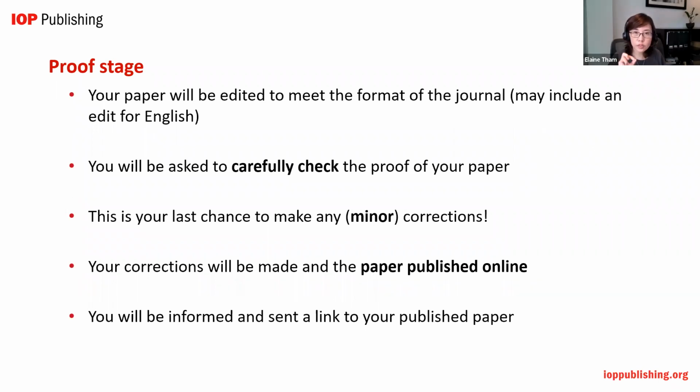At this point, please check for any errors which may have been introduced in the production process. After your confirmation, any corrections will be made and the paper will be published online. And at that point, you'll be informed and you'll also receive a link to your published paper. This whole process should take less than 4 weeks to publication.